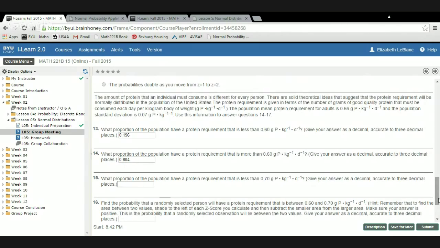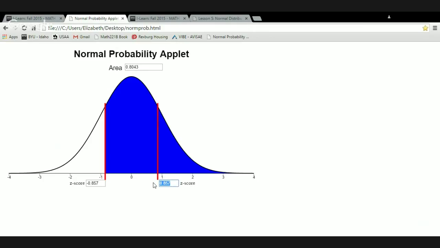Okay, so number 15 says, what portion of the population have a protein requirement that is less than 0.70 g? Give your answer as a decimal accurate to 3 decimal places. All right, so for this one, we have to redo the z-score from the beginning. So it'd be 0.7 minus 0.66 divided by 0.07. So that gives us 0.5714. And since it's positive, it'll go into this box.